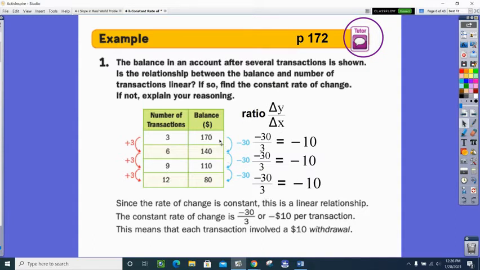Mrs. Witter, can I just check to make sure that these keep going by the same amount? It is not just looking at the y coordinates, it's the ratio. So you have to make sure that the ratio stays the same. So don't just look at those numbers. So notice we are staying constant here with a $10 withdrawal, taking $10 out every transaction. So this would be, yes, it's linear, and the constant rate of change is going down $10 per transaction. Right here, you can see it right there.